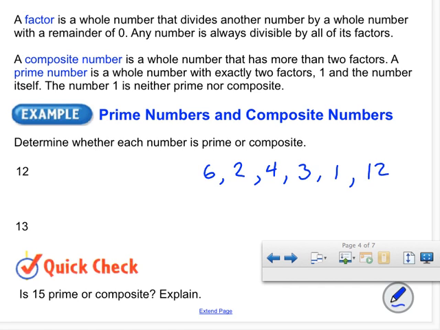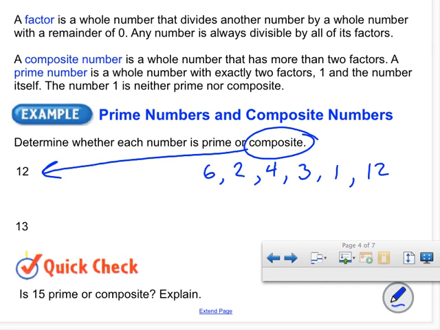Now, let's take a look at our definition of factor, and then I want to talk about 2 other words. So a factor is a whole number that divides another number by a whole number with a remainder of 0. Any number is always divisible by all of its factors. So these are all the factors that divide into 12, okay? Now, a composite number is a whole number that has more than 2 factors. Okay, well, first of all, is 12 a whole number? Yeah. Does it have more than 2 factors? Yes. So what type of number is this? Composite. It's a composite number.